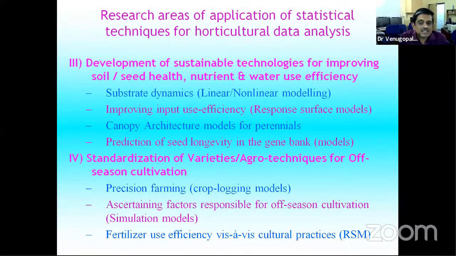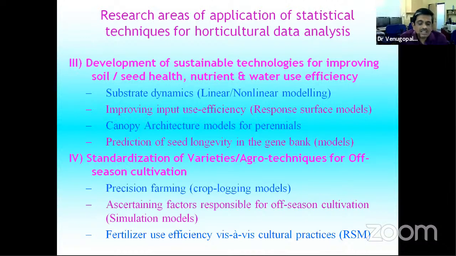Then I have already discussed in detail the canopy architecture models and also the prediction of seed longevity in seed banks. Then coming to the standardization of varietal agrotechniques, the crop logging models. Crop logging identifies, at each and every crop phenological stage, the crucial parameters which can in future dictate the yield. For this, if you develop a simple regression model for each stage of the crop based on the information collected, one can have a goal.